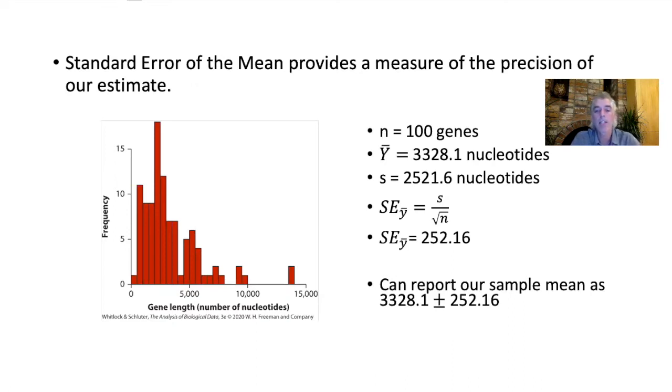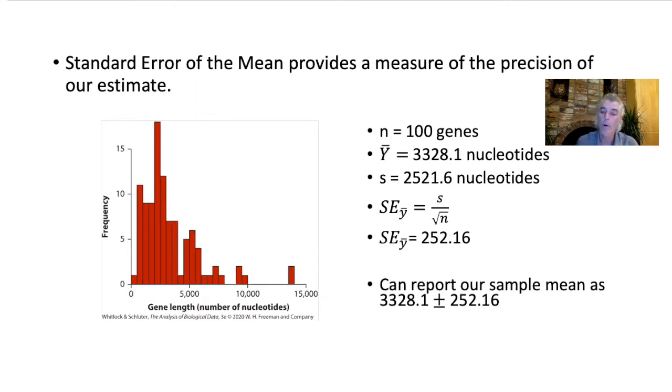So in this case, the sample mean is equal to 3,328.1, and we have a sample standard deviation of 2521.6. We can then use this information on the standard deviation and the sample size to calculate the standard error of the mean as 252.16. And this provides us with a measure of the precision of our estimate.